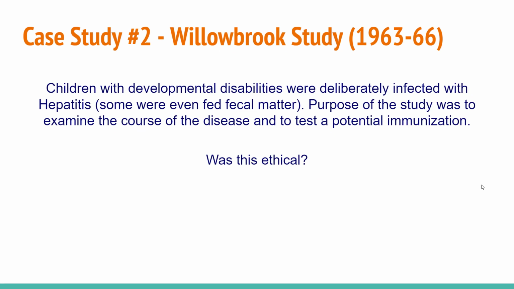All right. A second case study was the Willowbrook Study in the 60s that really set precedents for ethical scientific experimentation, where children that had developmental disabilities were deliberately infected with hepatitis. Some of them were infected by having to ingest fecal matter to contract hepatitis. The purpose of the study was to examine the course of the disease and to test a potential immunization. So they were creating scientific models to test a vaccination.